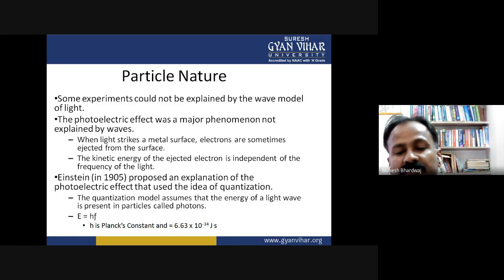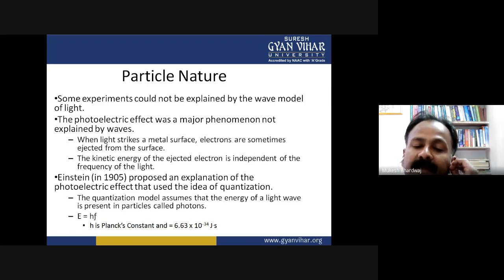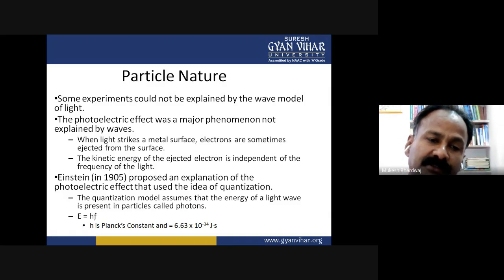Furthermore, the corpuscular theory fails to explain interference, diffraction, and polarization. Interference was discovered in 1800 by Young. Two corpuscles coming together cannot destroy each other. So, this is Newton's corpuscular theory.